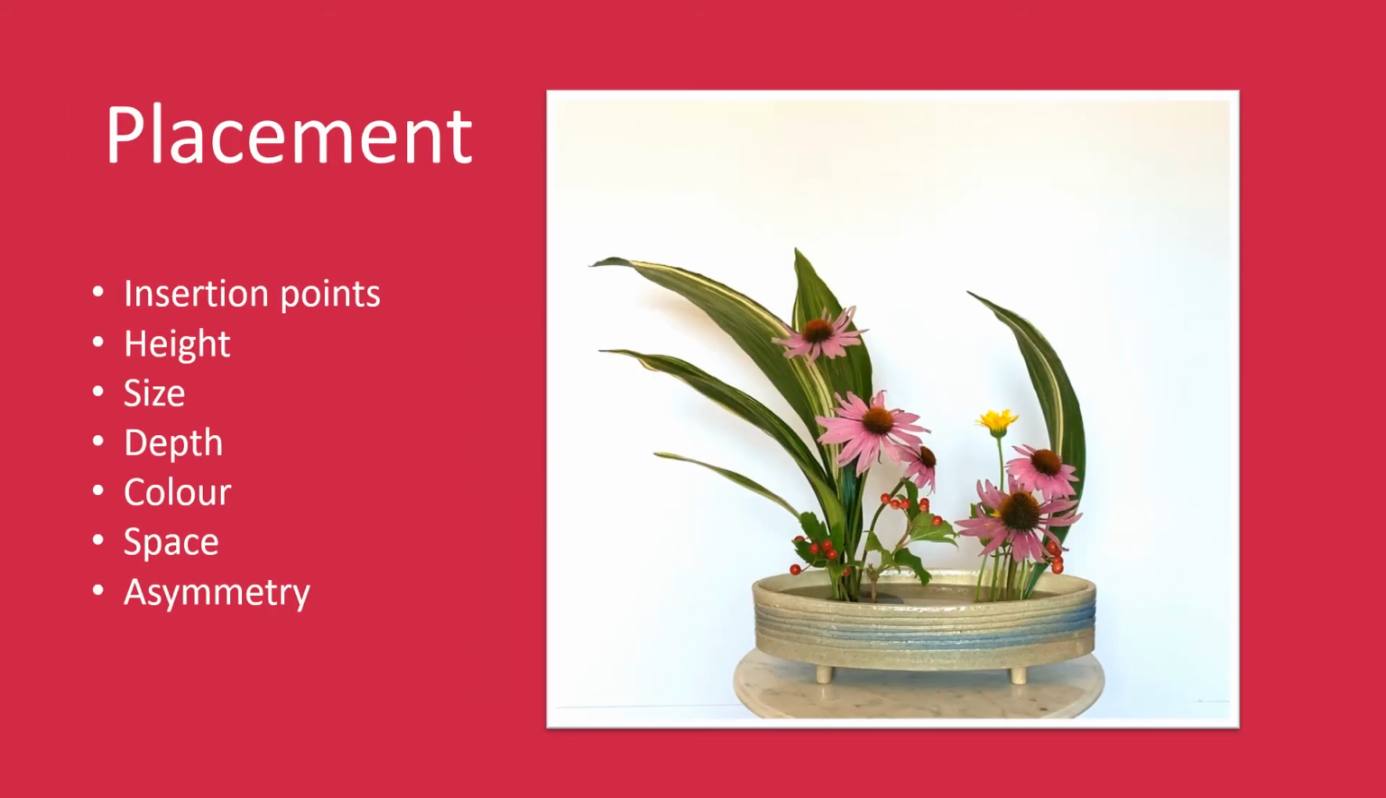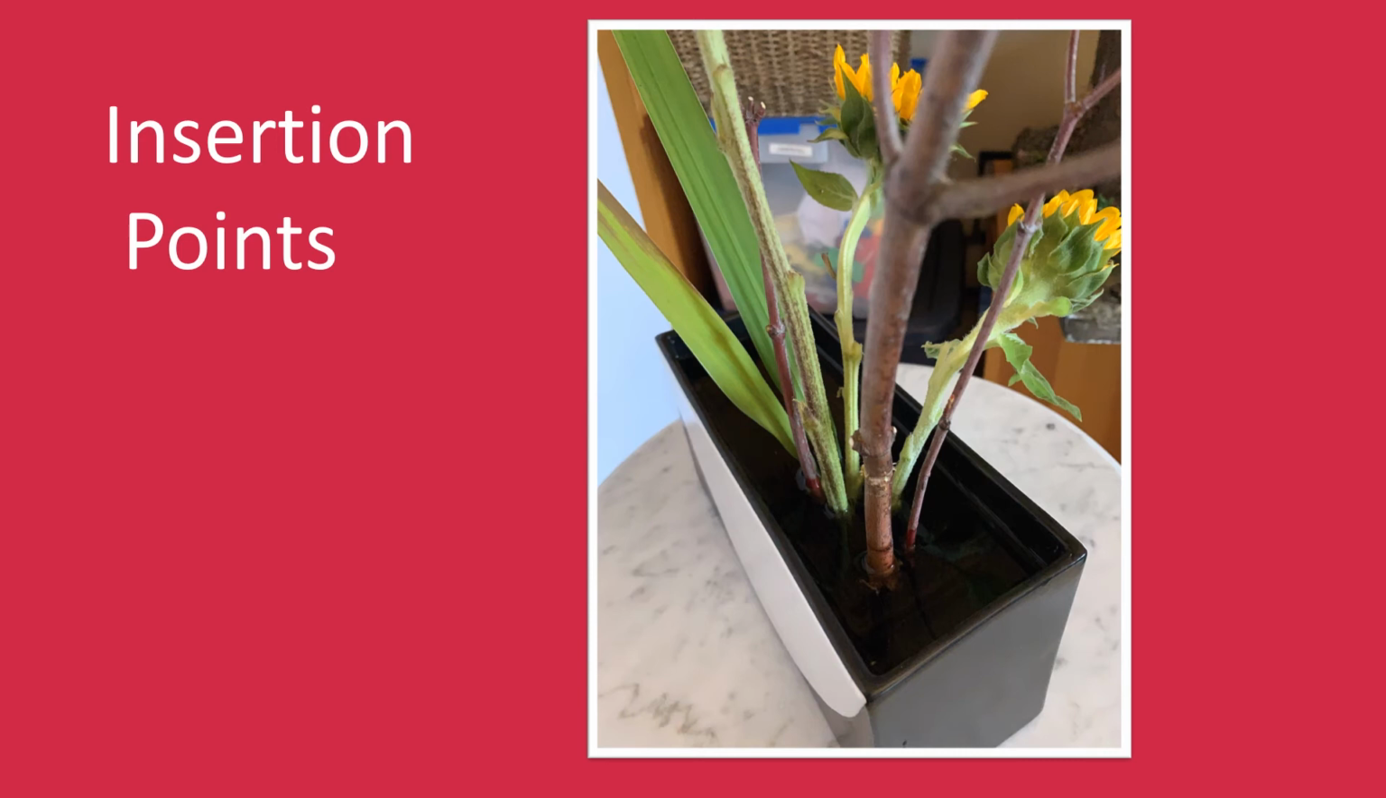This is the second of my arrangements for this lesson. They will be used to illustrate a number of features: insertion point, height, size, depth, color, space, and asymmetry. In the first arrangement, I use only one kanzan, and I tried to insert the flower material as close as possible to the center and as tight as possible together to keep the arrangement somewhat clean.